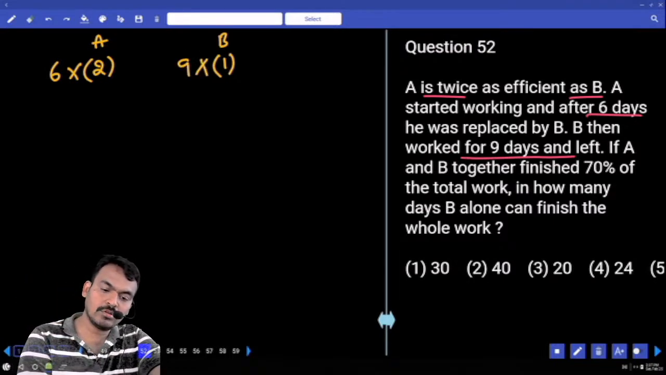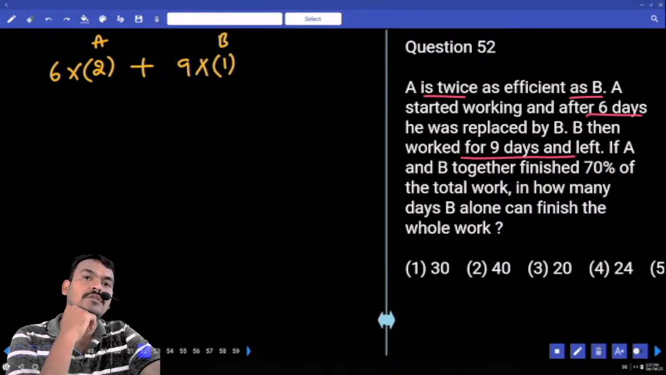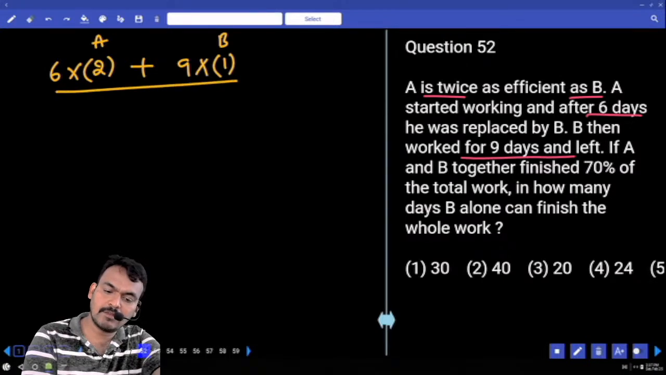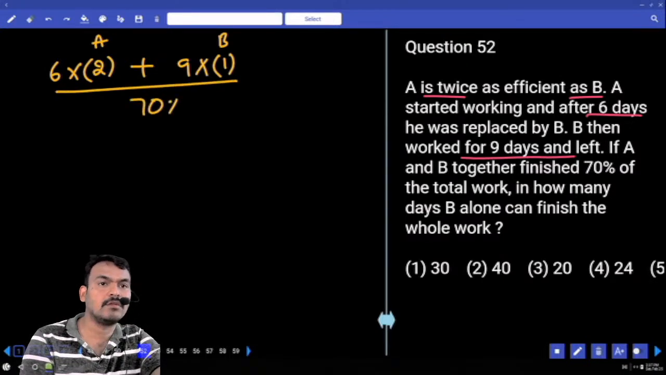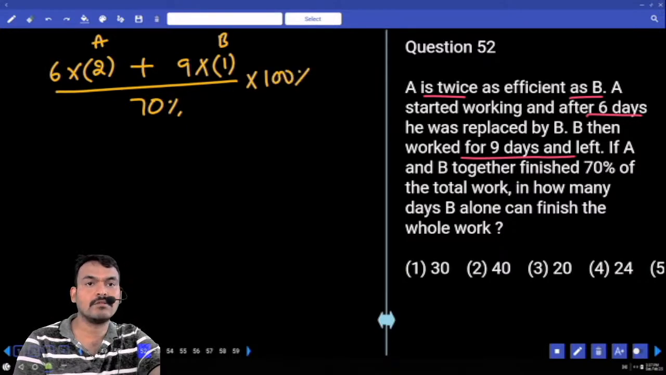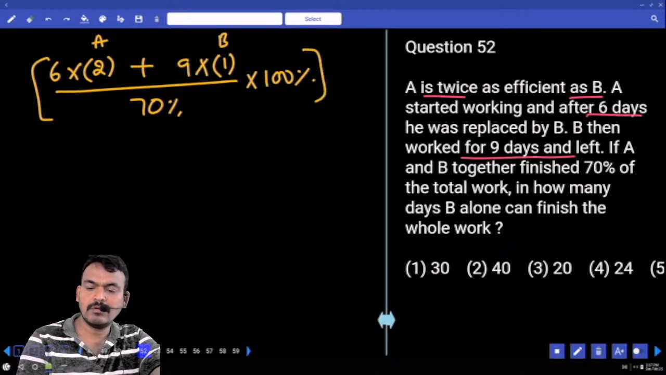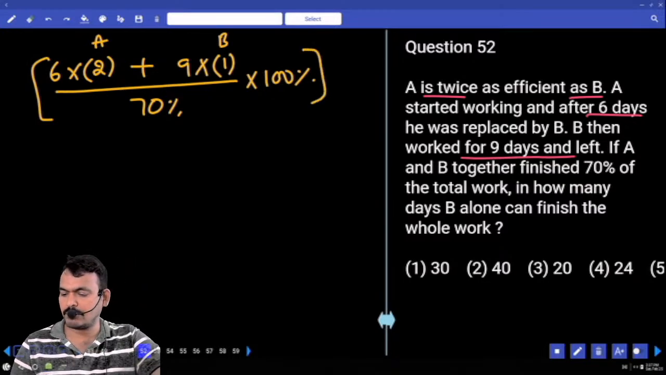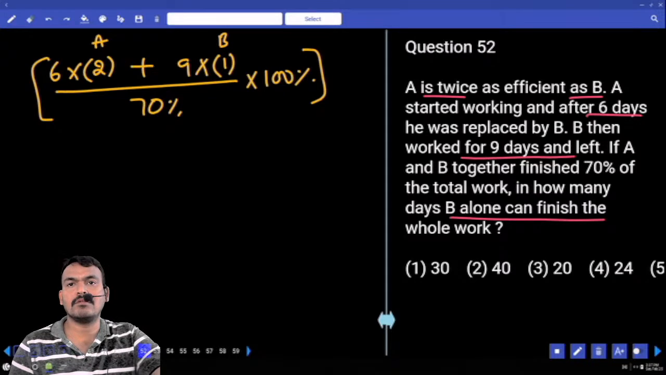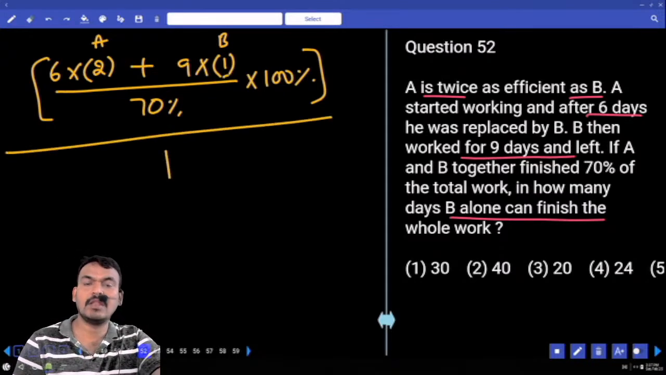Both are added, it is completed work or not? How much percent is completed? 70%. Divide by 70, we get 1% work or not? Okay. Multiplied by 100, we get the total work or not? It is total work or remaining work? Total work. The same total work is completed by B alone or not? What is the B efficiency? 1 or not? Divide by 1 or not?